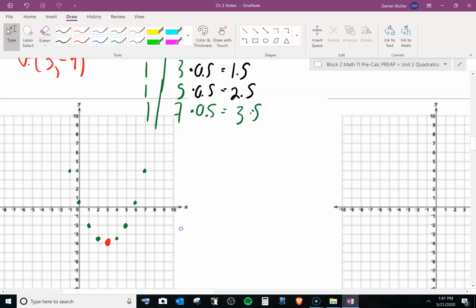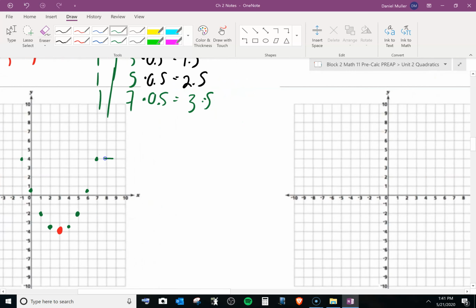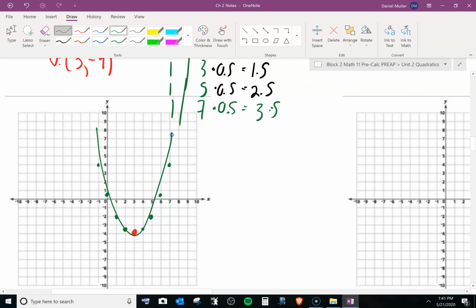If you look closely, I don't think I can zoom in anymore, but this distance is 1 full square, another full square, another full square, and then a half square. So there's 3.5. So just double count to make sure that everything is good. Connect the dots, and you're done.